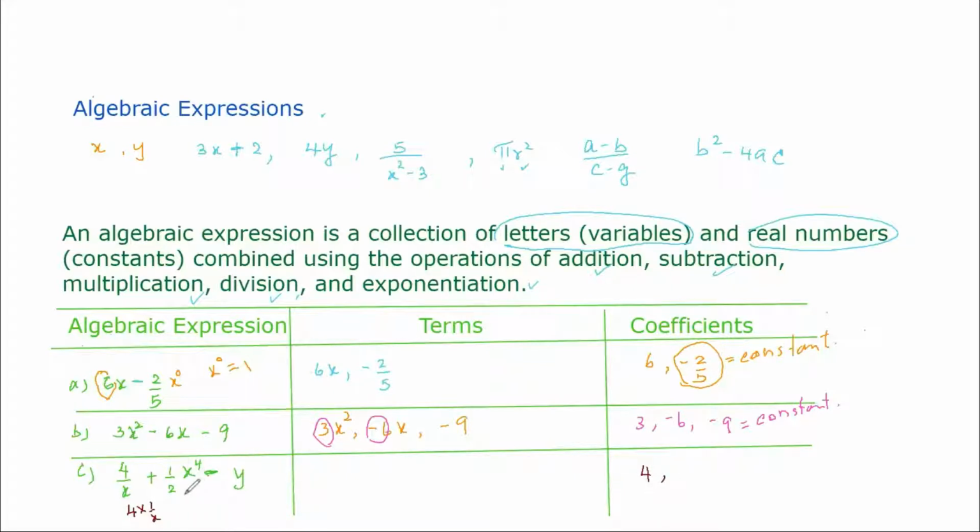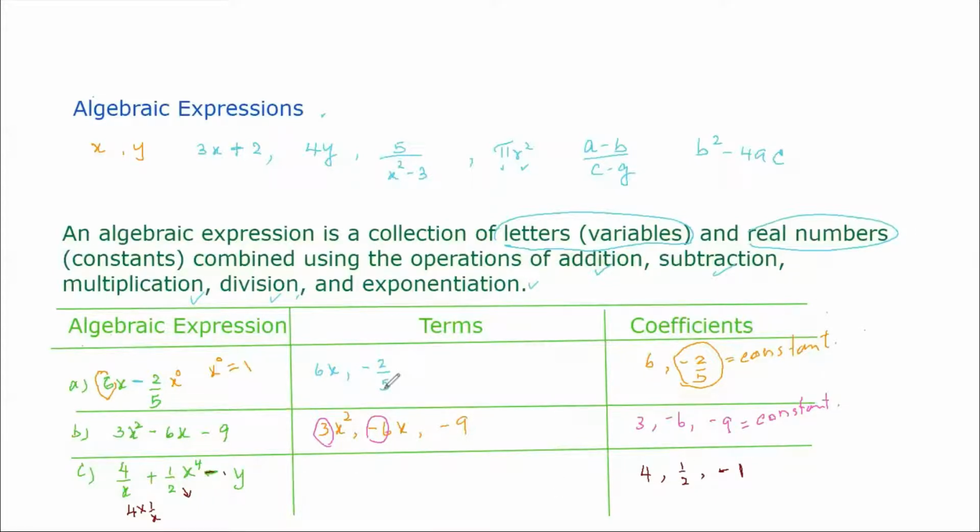And this term's coefficient is 1 over 2, plus 1 over 2. If it's a plus sign, you don't need to write it down, but if it's a negative sign, you have to write it down. And the last one, the coefficient is negative 1, because it has 1y, right? So this one is going to be negative 1, the coefficient for the third term.